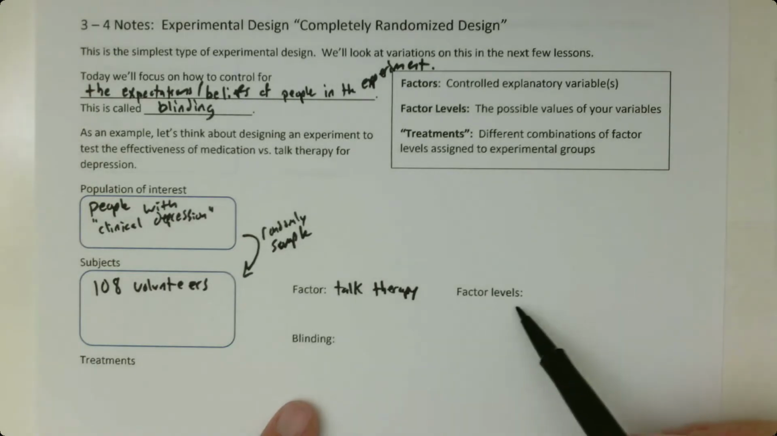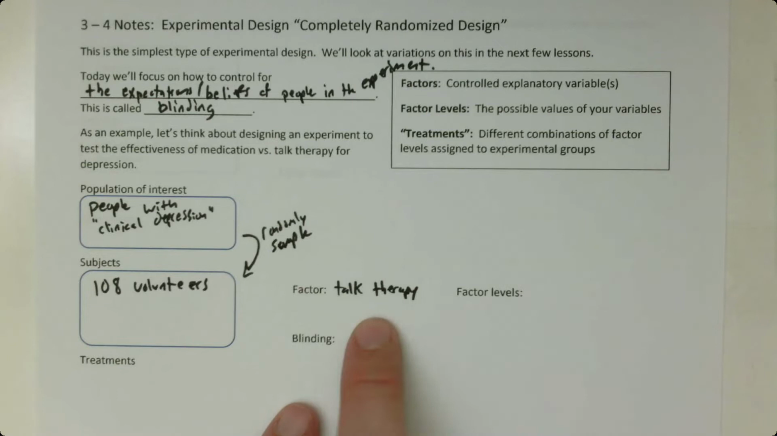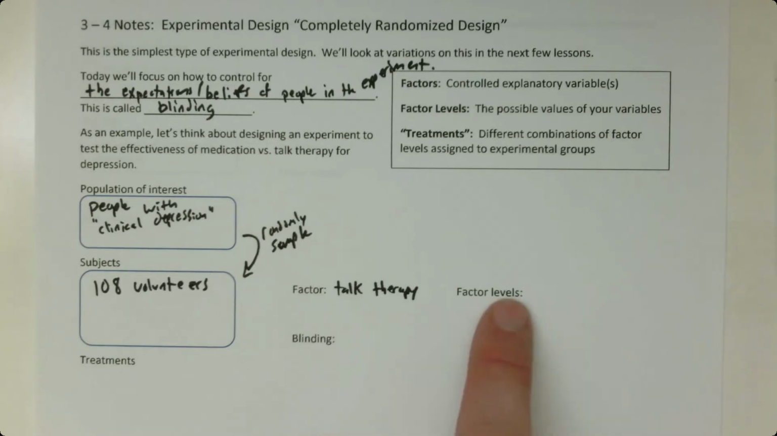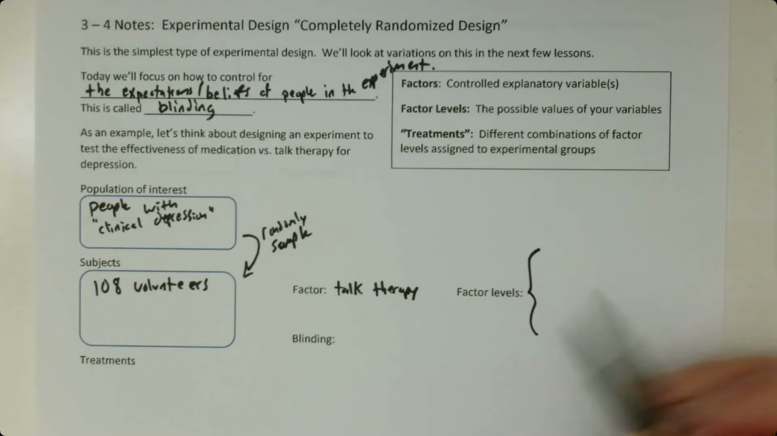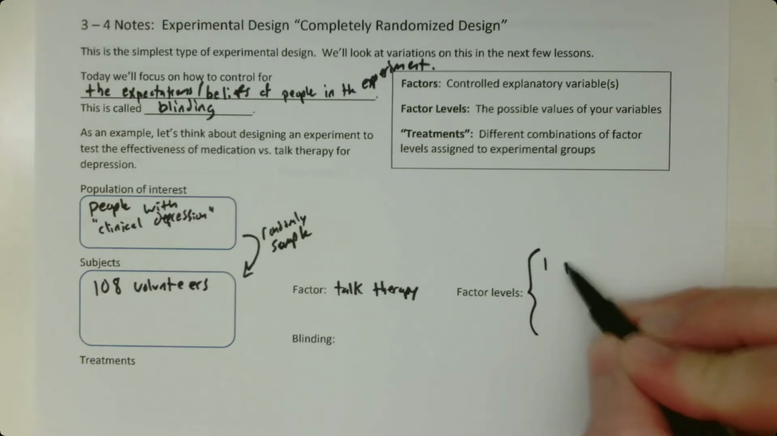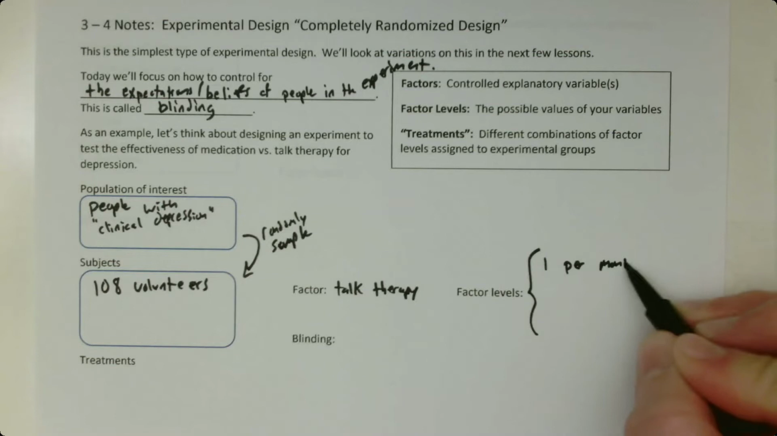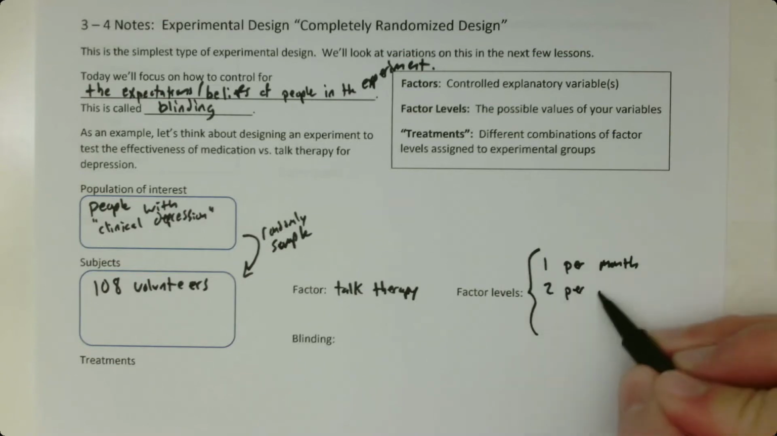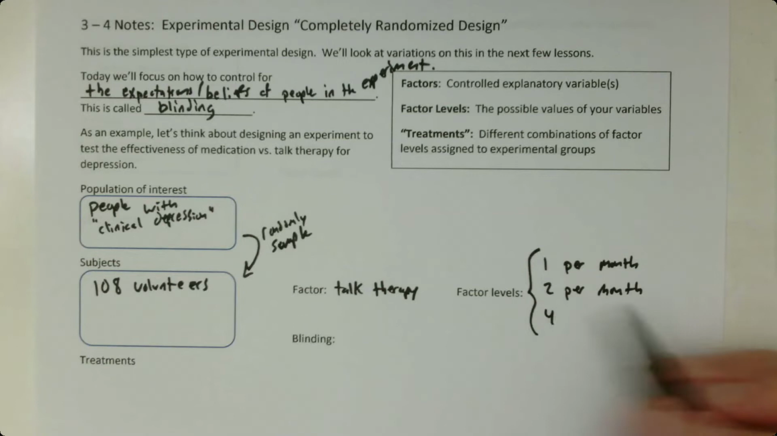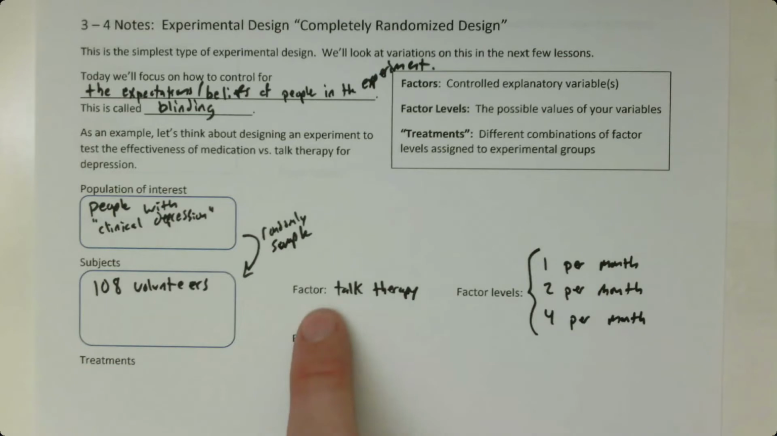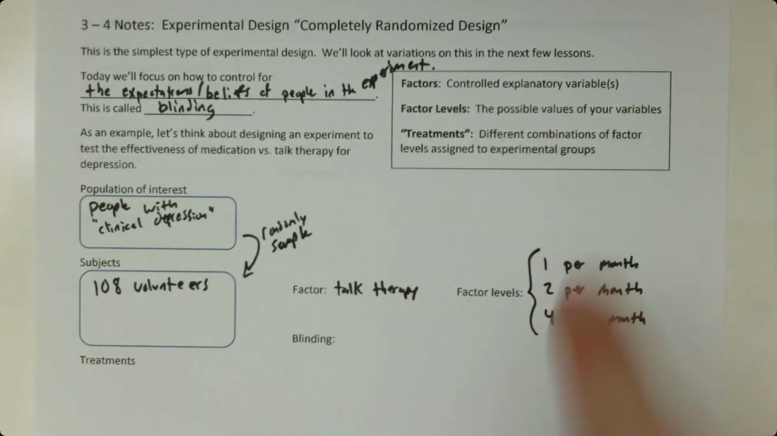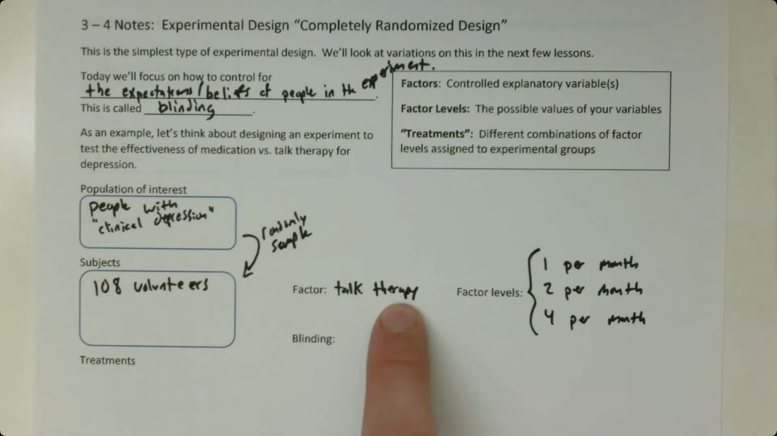The factor levels are all of the values that this variable could take. So it could be like yes or no, like they participated in talk therapy or they didn't. Or there could be several different levels. So let's imagine an experiment where we have once per month would be one level. Twice per month would be a different level, and 4 times per month would be a third level. So again, a factor up here is the controlled explanatory variable. It's the thing that we're going to hope has an effect. And then the factor levels are the possible values for that variable.